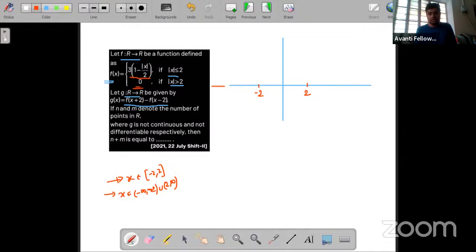So this will be my function. At minus 2 it is open, so I'll put a hollow circle. Again at 2 it is open, so I'll put a hollow circle, and after 2 the function value is 0. Clear? Now, modulus of x, 3 times 1 minus modulus of x by 2.